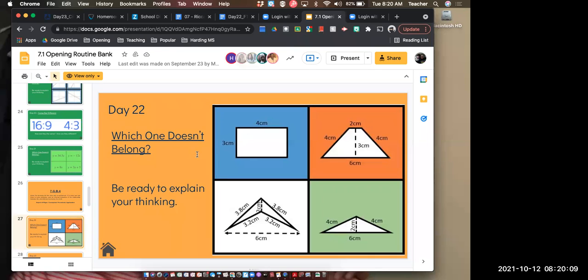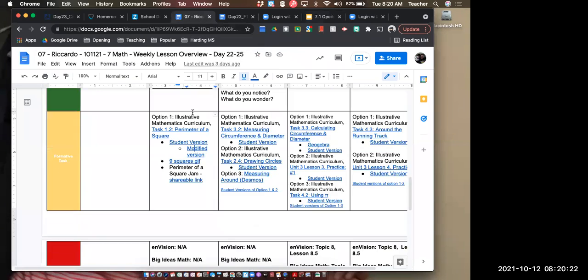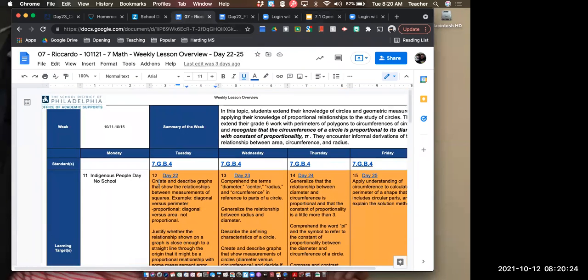So again, make sure that you have rational thinking and that you're using mathematical terminology in order to give yourself the best chance to get it. All right, now let's go along with today's lesson. Today is the 12th, which coincides with day 22.